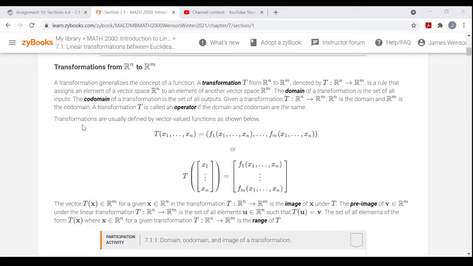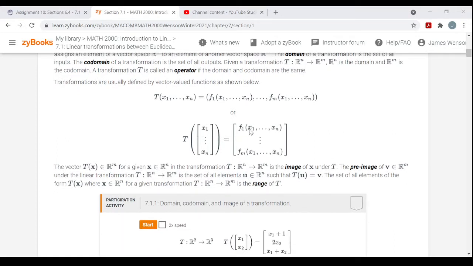Alright, and like I said, transformations are usually defined by vector-valued functions. So every component of the output is some function of the components of the input. Then the vector T of x, which is going to be in the codomain, the output set, for a given x in the domain of this transformation, is called the image of x under T.